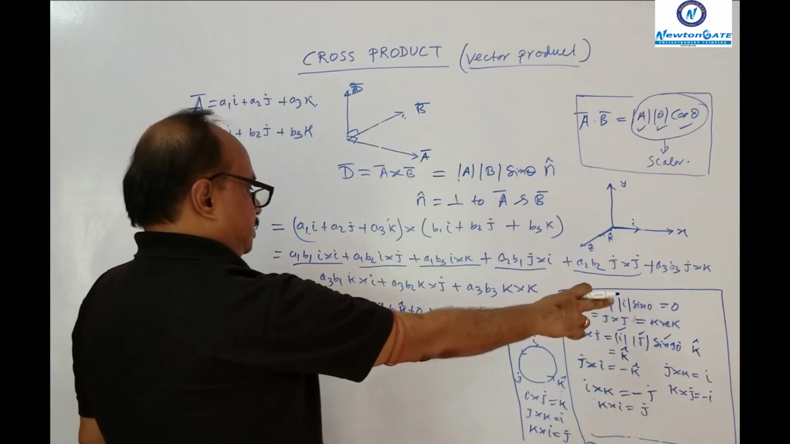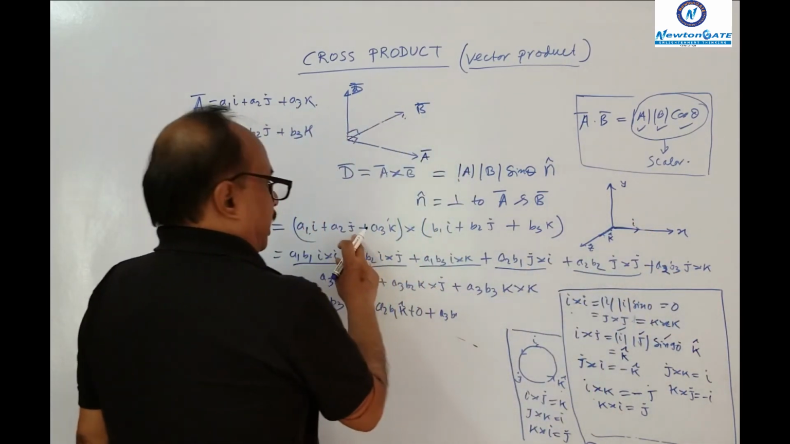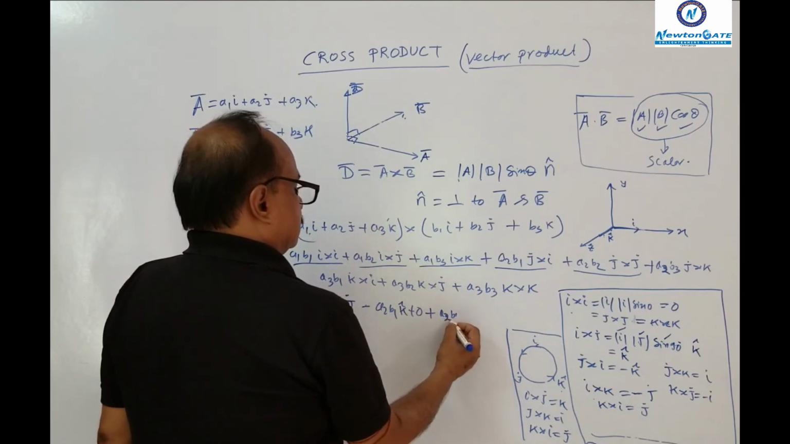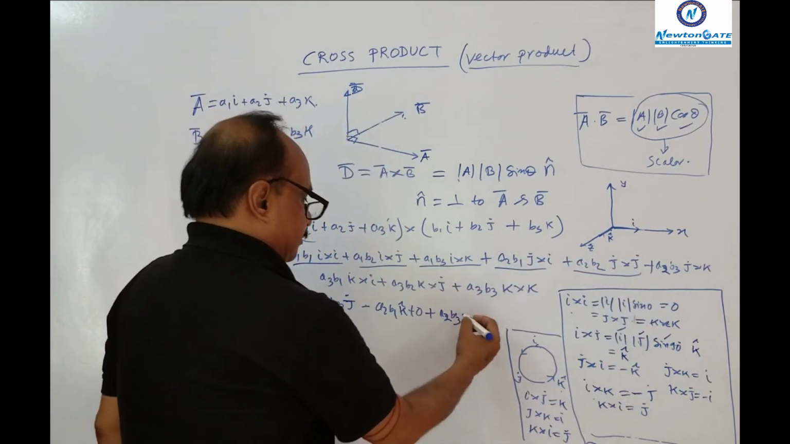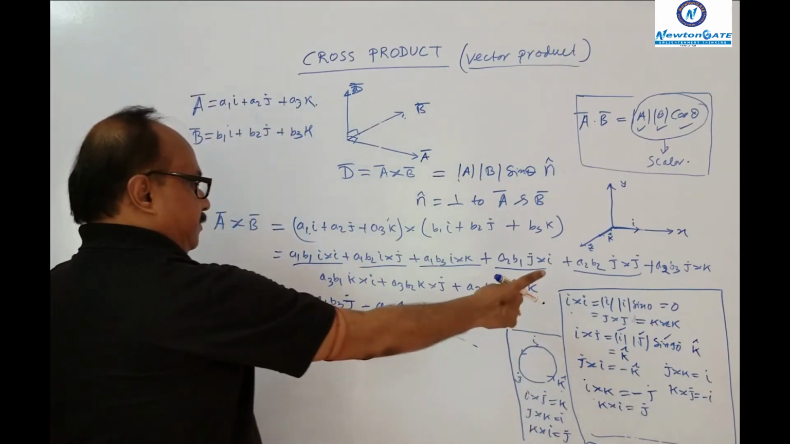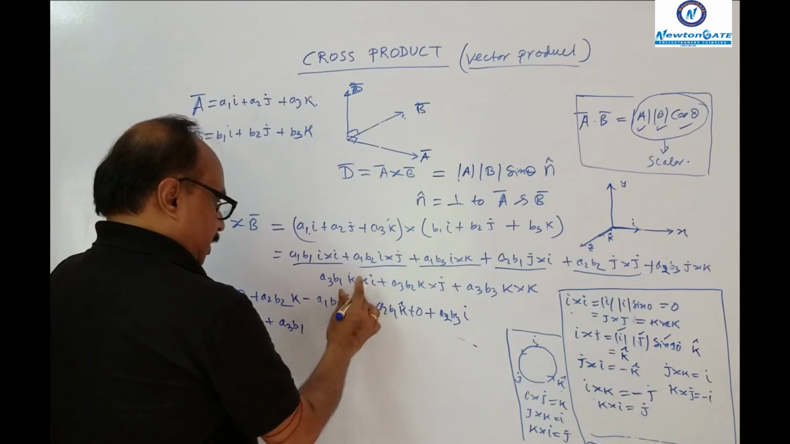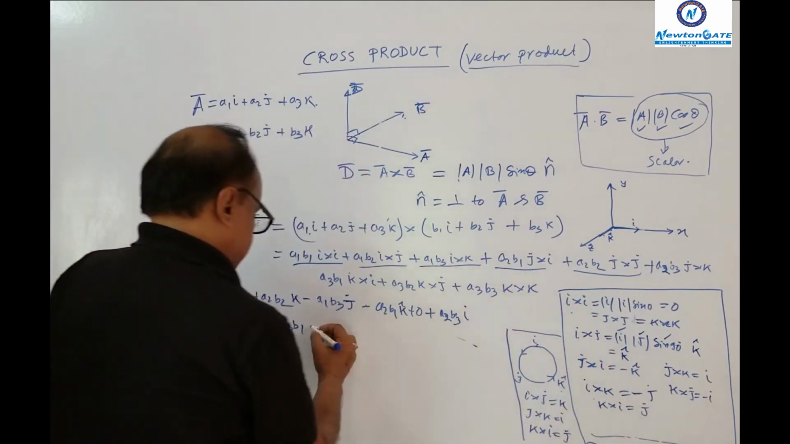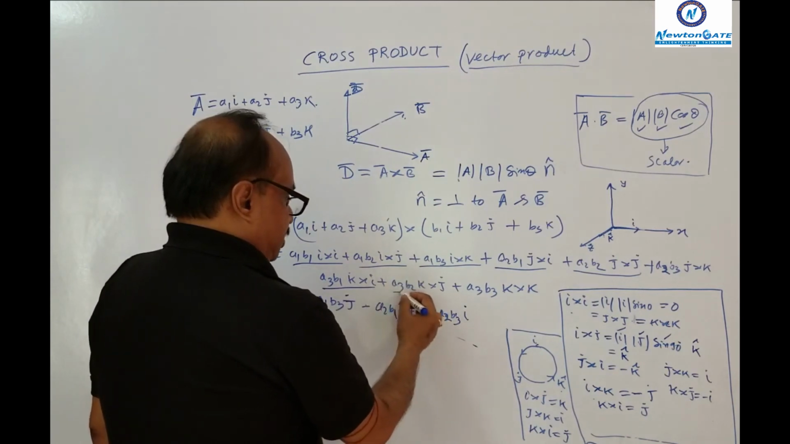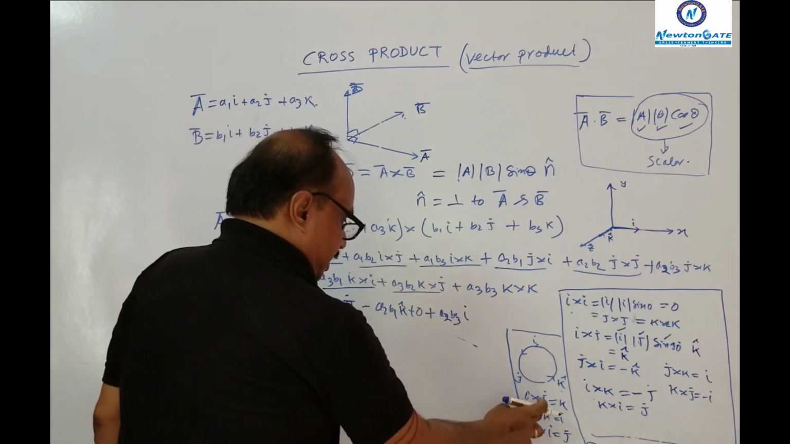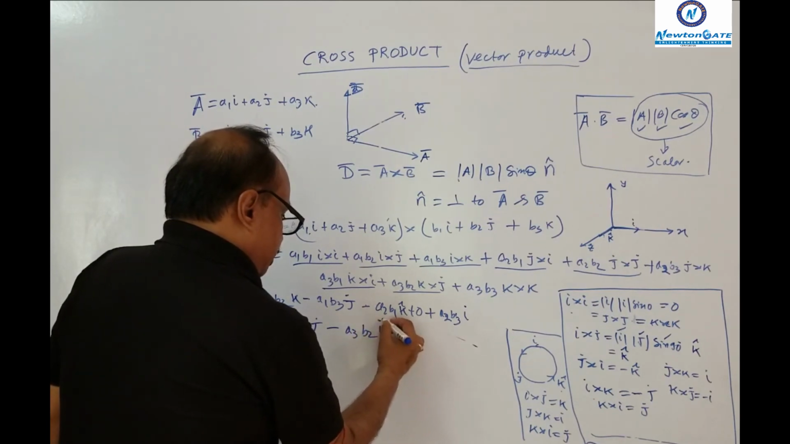I have made a mistake, I think so. It's not A3 B3. It will be your A2 B3. A2 B3, J cross K. J cross K will be your I. Then here A3 B1. K cross I is J. And A3 B1 is over, then A3 B2. Now K cross J is minus I. So K cross J will be equal to minus I. That means A3 B2 into minus I.